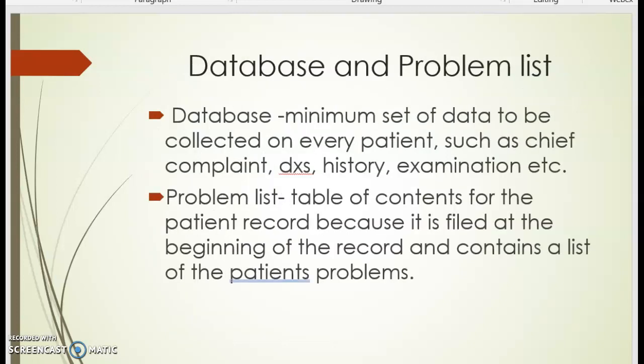Your database is a minimum set of data that needs to be collected on every patient, such as we need to know their chief complaint. What is the diagnosis? We need to have the history. We need to have an examination, all documented.